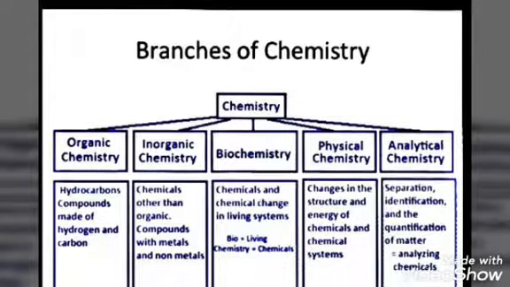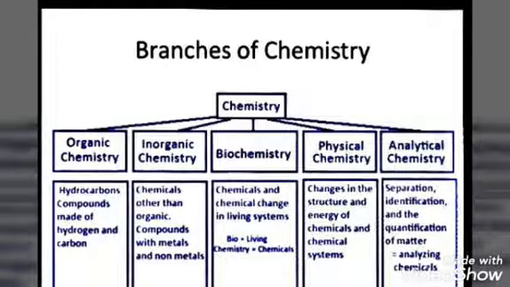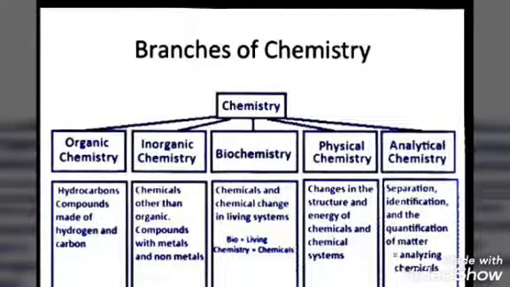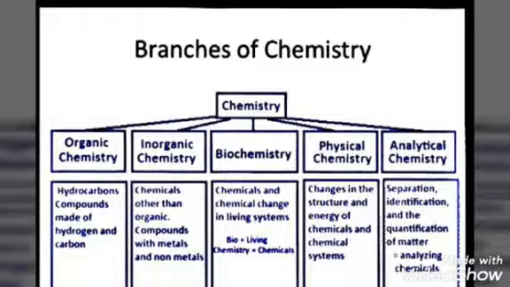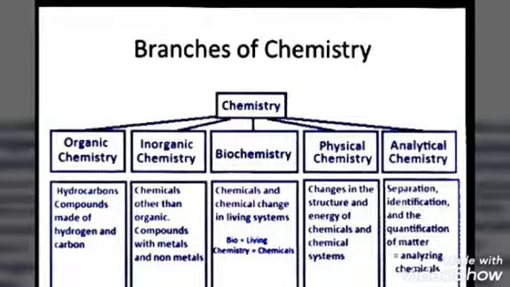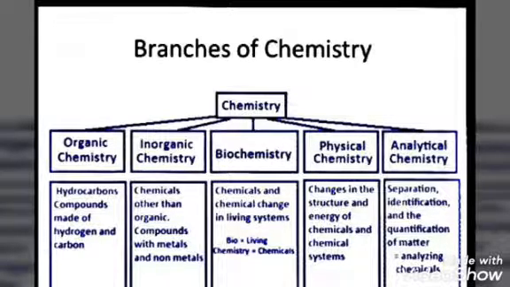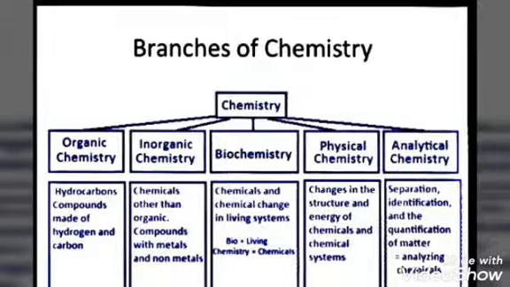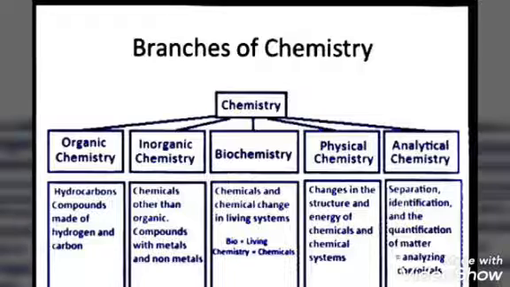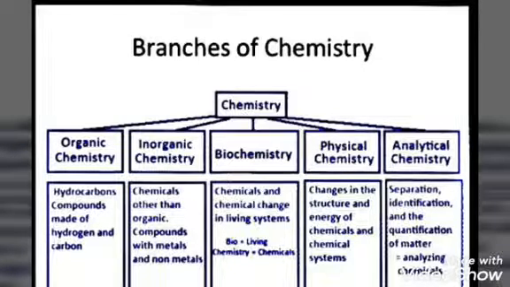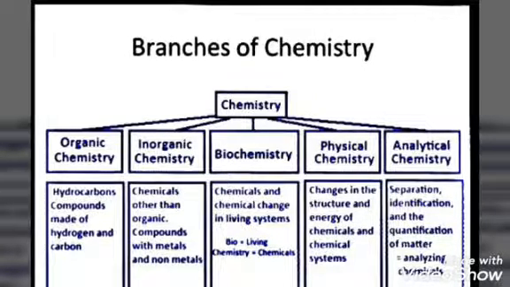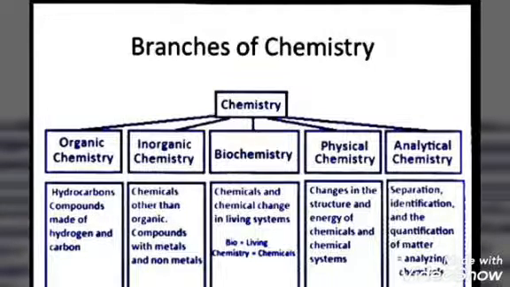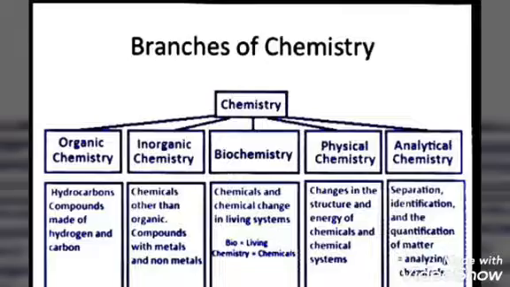Organic chemistry is the study of hydrocarbons and other carbon compounds. Inorganic chemistry involves the study of compounds of metals and nonmetals. In biochemistry, we study chemicals and chemical changes in living systems. In physical chemistry, changes in the structure and energy of chemicals and chemical systems are studied. Analytical chemistry includes separation, identification, and quantitative analysis of chemicals.